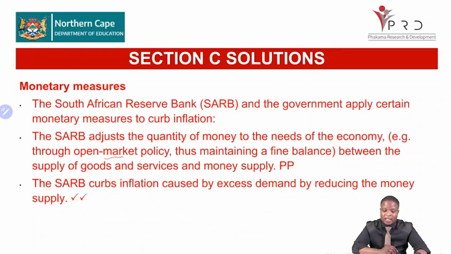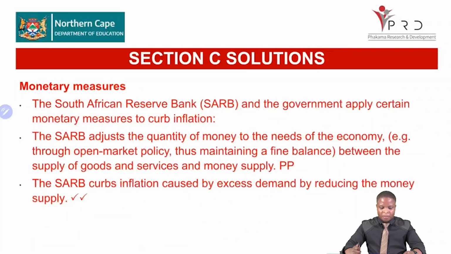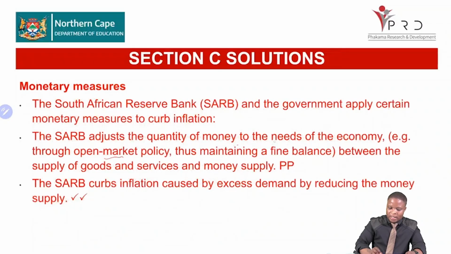the Reserve Bank can do what? Through open market policies, where there's buying and selling of government bonds between the Reserve Bank and the commercial banks. Right, and then we have our monetary measures, your instruments: open market transaction, interest rate, moral suasion, and cash reserve requirement. The South African Reserve Bank can adjust the quantity of money that the economy needs according to what? The needs of the economy.